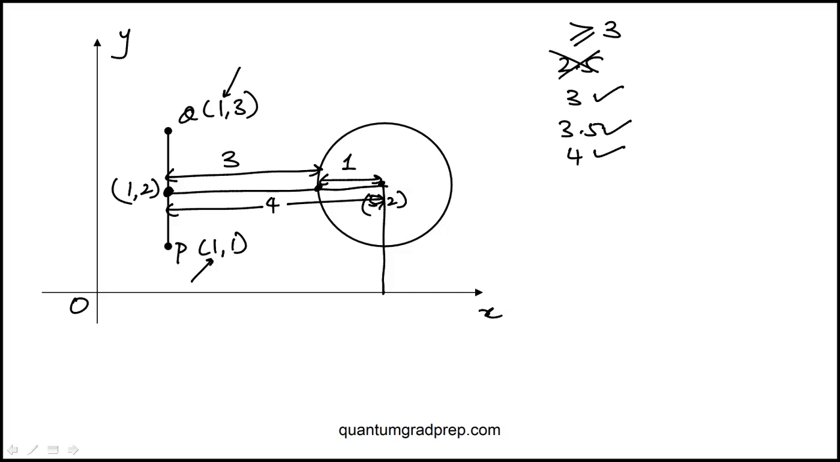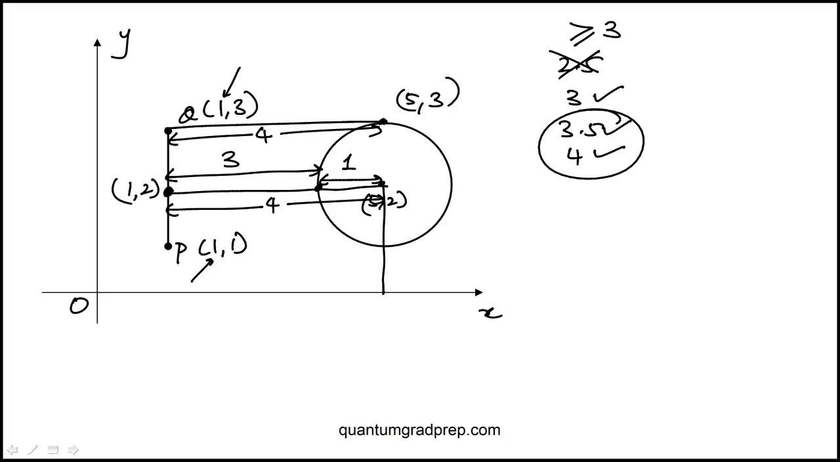actually, no, I have to explain this part. So if we look at the top here, this is (5, 3). If I connect these 2 points, that distance is 4 units. And that's the reason why 3.5 and 4 are acceptable. Now I have to look at the remaining, and I have to look at the upper limit.